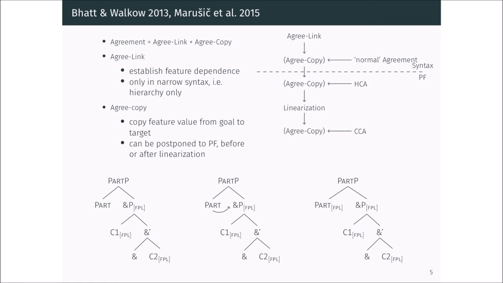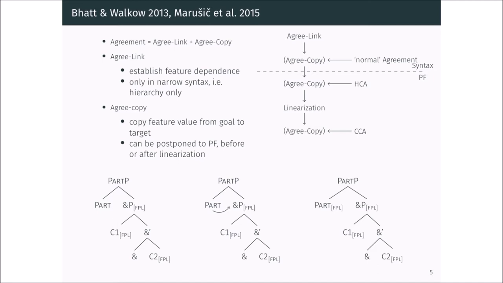One I'll label as the linear approach, the other I'll label as the nonlinear approach. As their names suggest, the linear approach will have something to do with linear order. The linear approach was proposed by Bhatt and Walkow 2013 for Hindi-Urdu and Marušič et al. 2015, as well as a bunch of other papers by the same group.